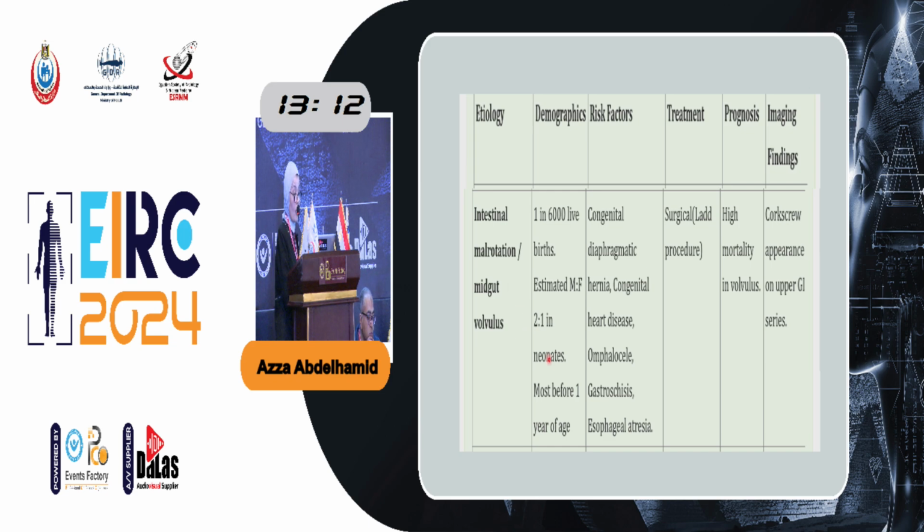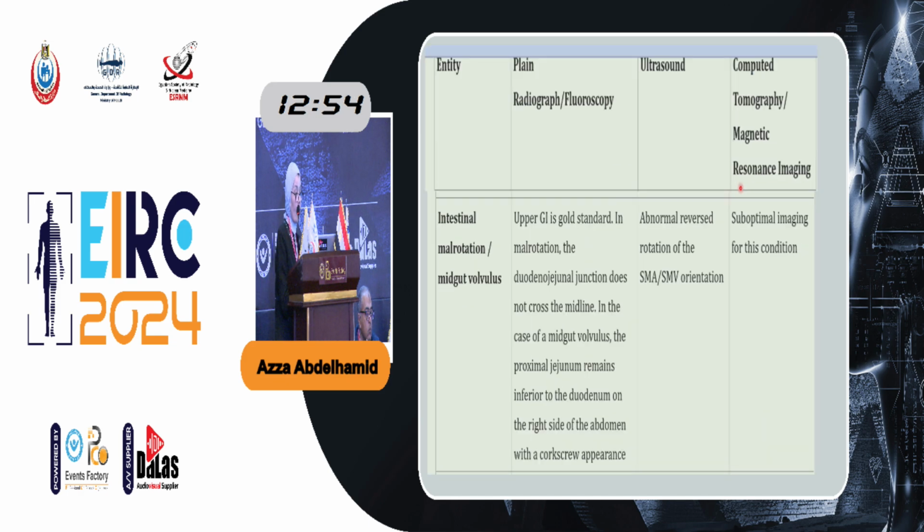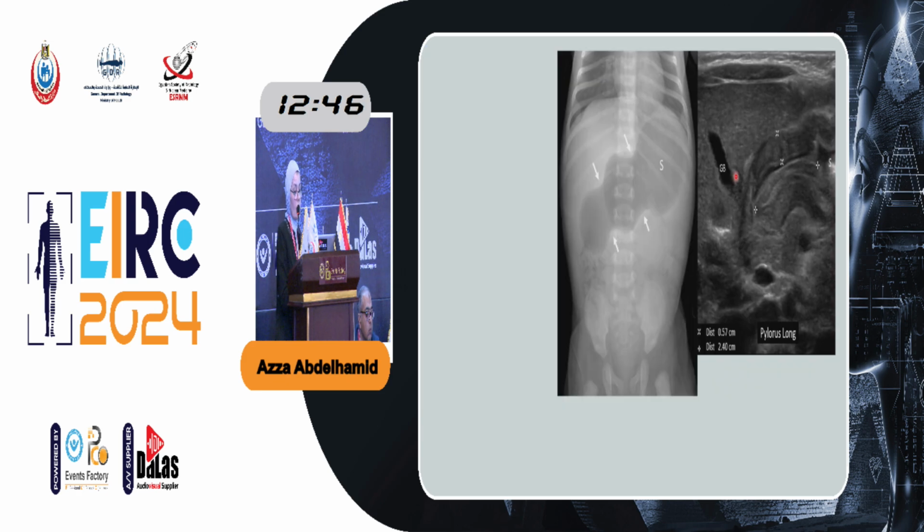In intestinal malrotation, presentation is mostly before 1 year of age with midgut volvulus. These are the risk factors: congenital diaphragmatic hernia, heart disease, omphalocele. Treatment is surgical. Prognosis is bad if it's associated with volvulus, okay? And ultrasound has a role in its diagnosis, especially in case of malrotation, as I will show you.